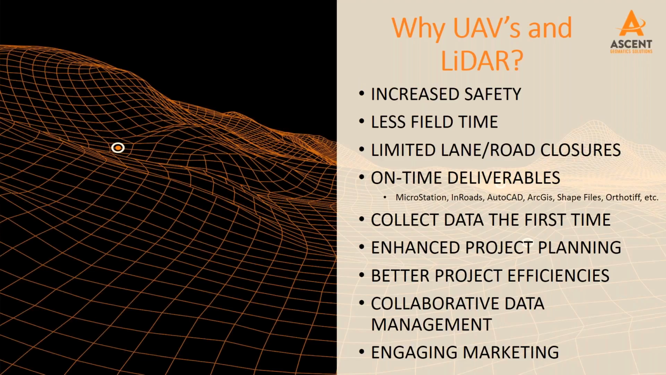Limited lane or road closures. Obviously for transportation projects, this is a big one. When we're flying over or collecting the data from the side, we don't need to be closing down roads. There's an expense to closing down roads, as everybody knows, and just limiting that just for the public convenience factor is obviously something that's very attractive. On-time deliverables, obviously deliverables that can be provided in MicroStation, InRoads, AutoCAD, ArcGIS, shapefiles, you name it, all the same types of formats that you're familiar with.